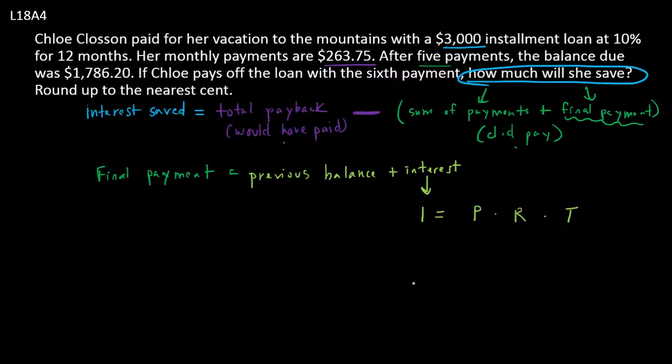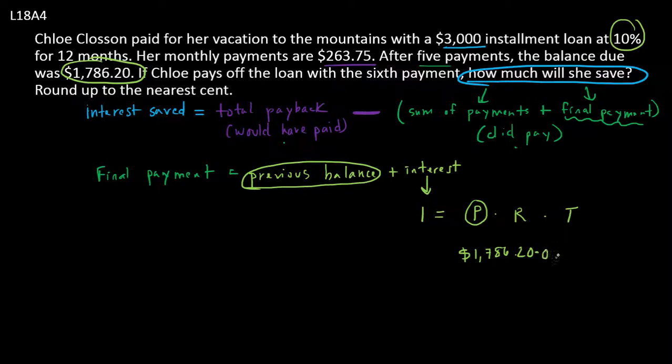So our principal is going to be based on whatever our previous balance is. So our principal, what she currently owes, the balance due, is $1,786.20. So again, noticing that this number is going to serve as both principal and as previous balance. We're going to multiply that by our rate, which is 10%, and we write as a decimal 0.10.